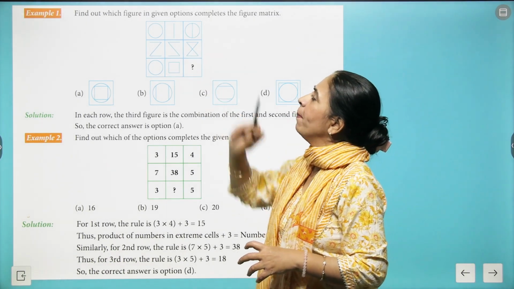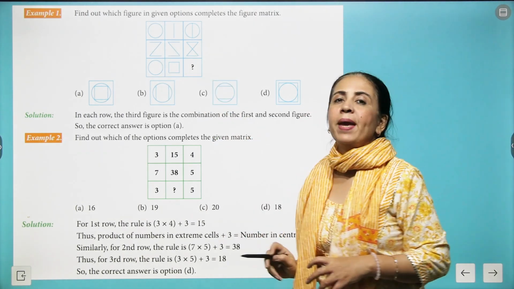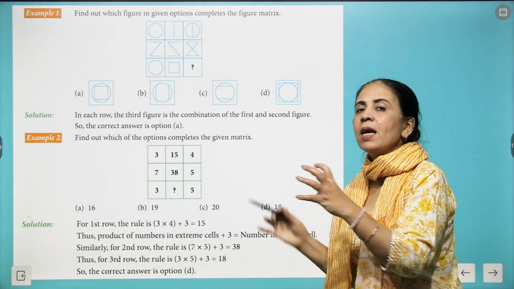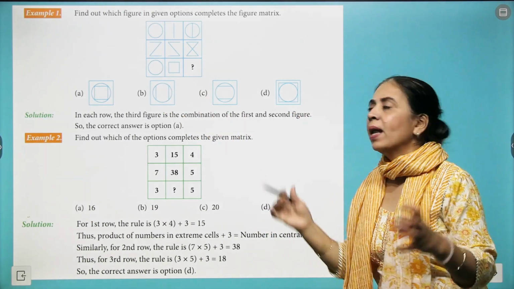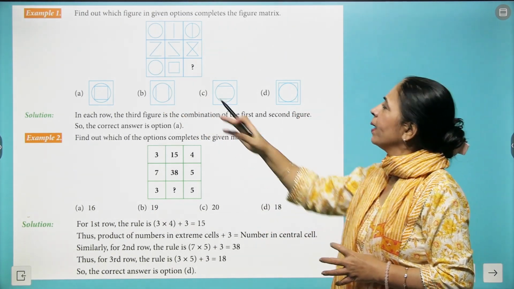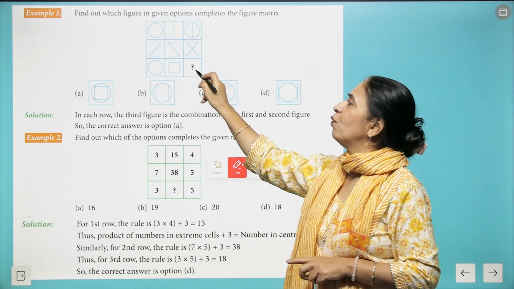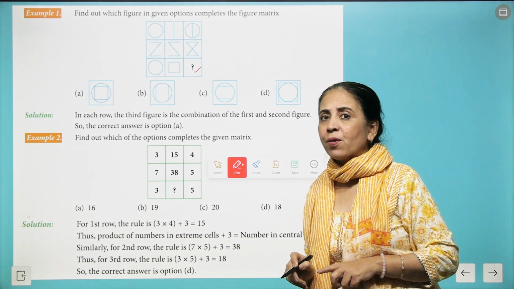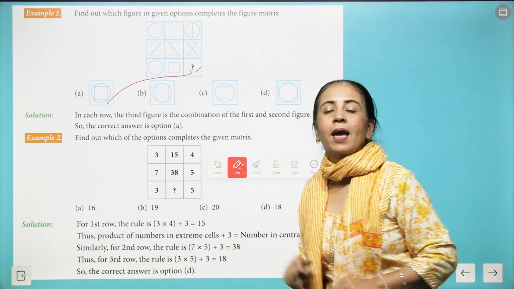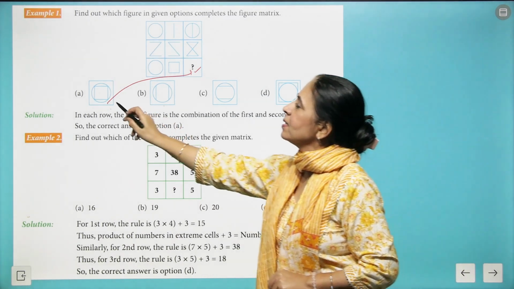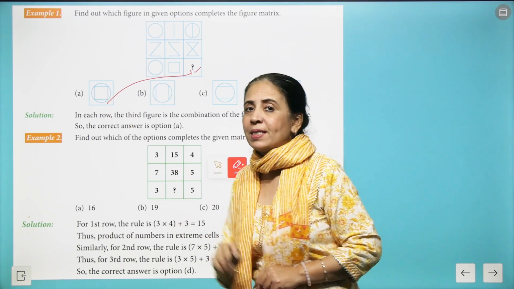That means these two are merged to a new figure. Similarly, reflect Z makes this figure after merging, and then a circle with a square. Let's merge them up. So can you tell me which of these figures will fit at this cell of the matrix? Yes, that's amazing. We'll bring this A option here, and this is the culmination of circle and square inside it.